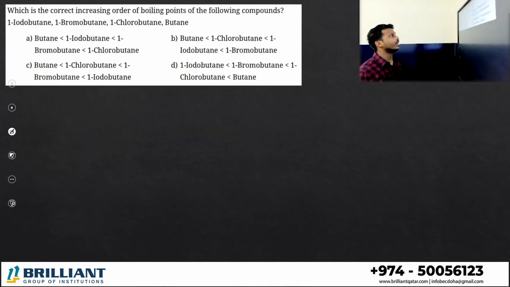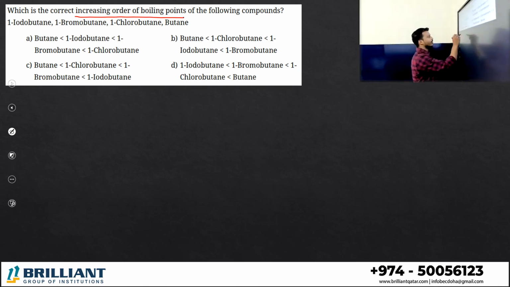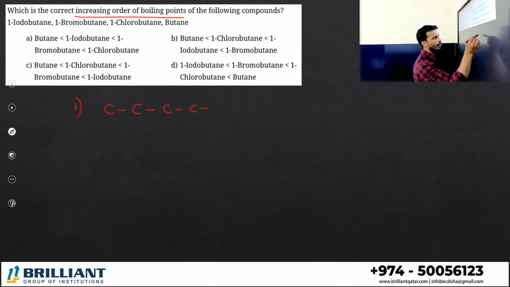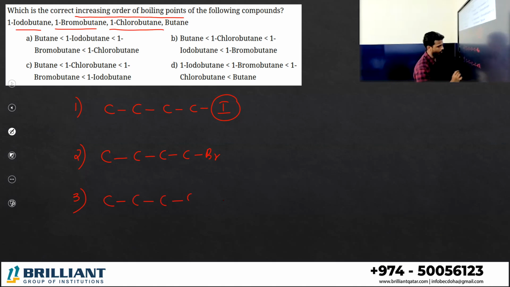Next one. Which of the following is the correct increasing order of boiling point? Again, boiling point. Let me write the compound in a general skeleton only. What is the first compound? 1-iodobutane. Okay. Second one. 1-bromobutane. Third one. 1-chlorobutane. Option D or the fourth one. Butane. Normal butane. Okay, fine.